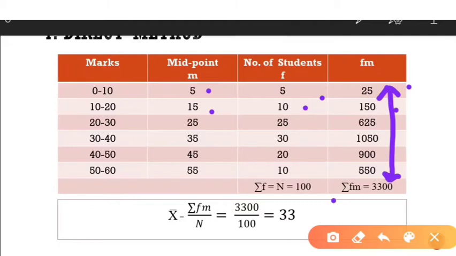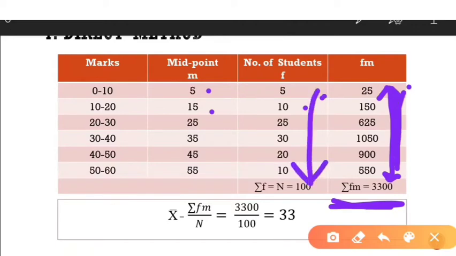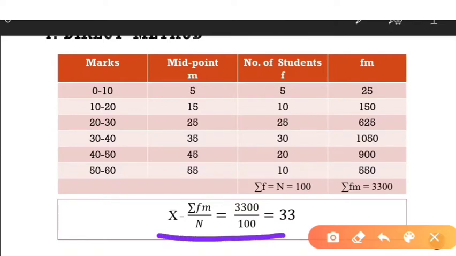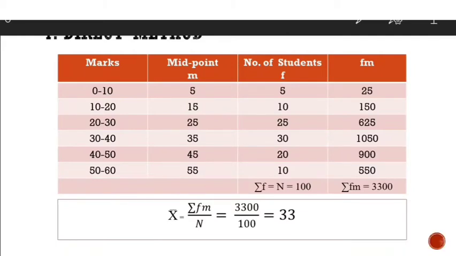Now we have calculated the sum of this column, summation fm. So adding all these, it comes out to be 3300, and the sum of frequencies will be capital N, that is 100. So now we'll put these values in the given formula, that is x bar equals summation fm upon N, so it is equal to 3300 upon 100, which is equal to 33. That is the required answer for the mean.